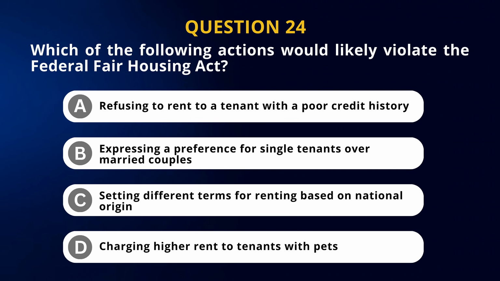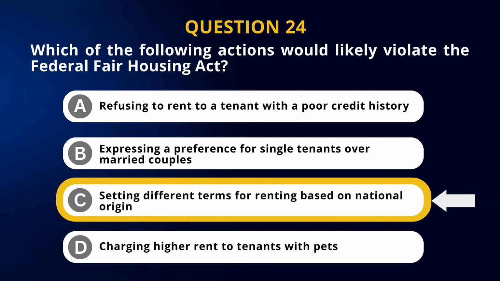Question number 24. Which of the following actions would likely violate the Federal Fair Housing Act? Letter A, refusing to rent to a tenant with poor credit history. Letter B, expressing a preference for single tenants over married couples. Letter C, setting different terms for renting based on national origin. Letter D, charging higher rents to tenants with pets. And the answer is letter C, setting different terms for renting based on national origin.